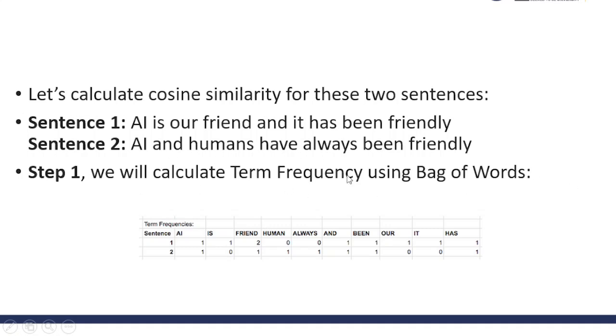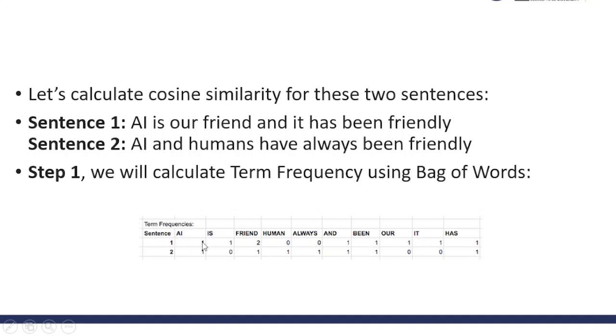So in step 1, we will calculate the term frequency. So AI appears once, friend appears twice, human does not appear, always does not appear, and been, is, it, has appear. Similarly, for sentence 2 also, we mark the term frequency. Now, we have to calculate the L2 norm for each of these sentences. What do I mean by L2 norm? L2 norm is nothing but the root of these terms squared.